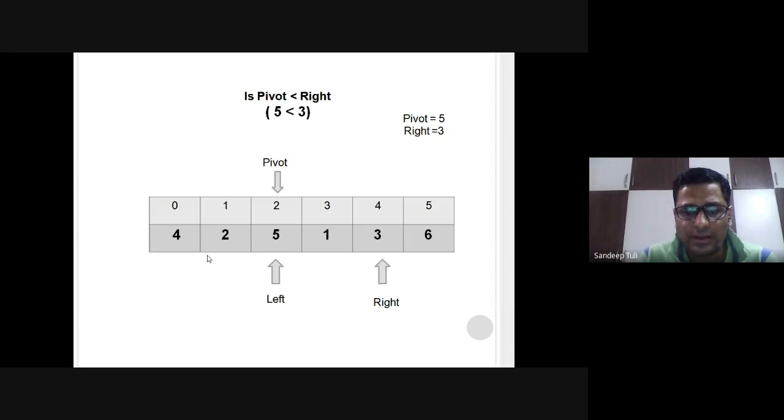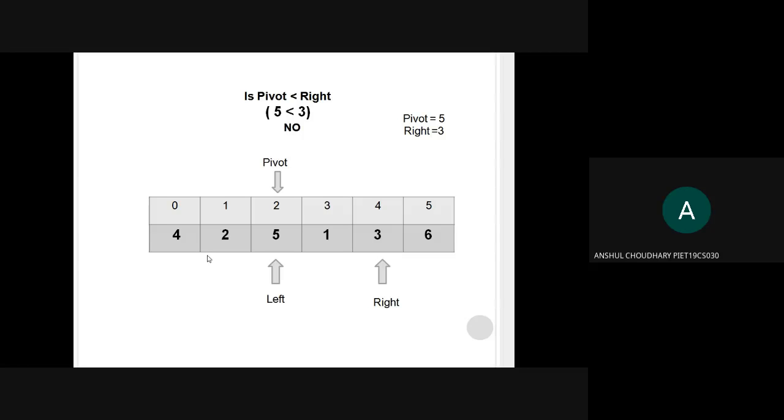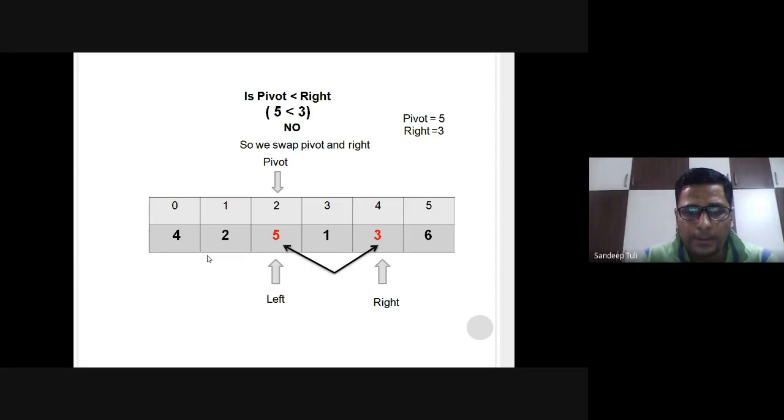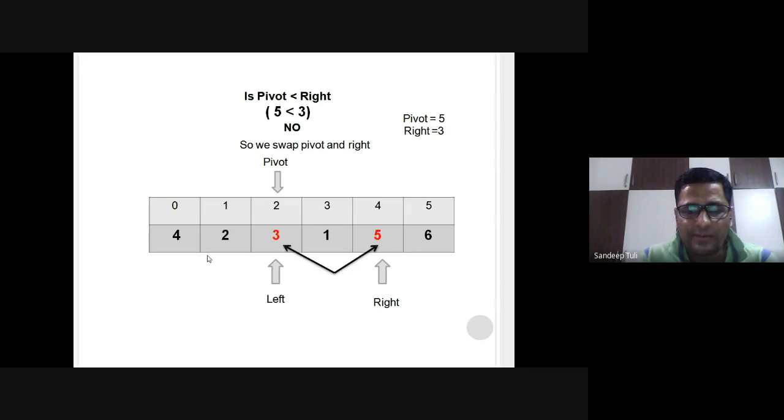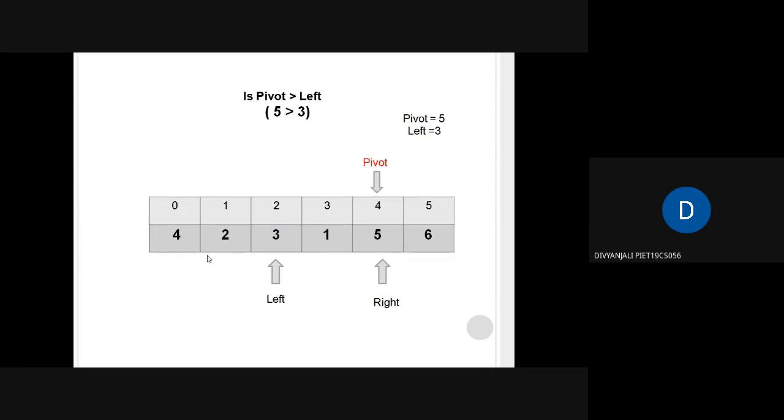So now the right is 3. Now we will compare 5 and 3. Is 5 less than 3? No. So do we need to swap? Yes, we will swap. Then 3 and 5 will be swapped. The pivot will now be at 4. So the pivot will be at 4 now.